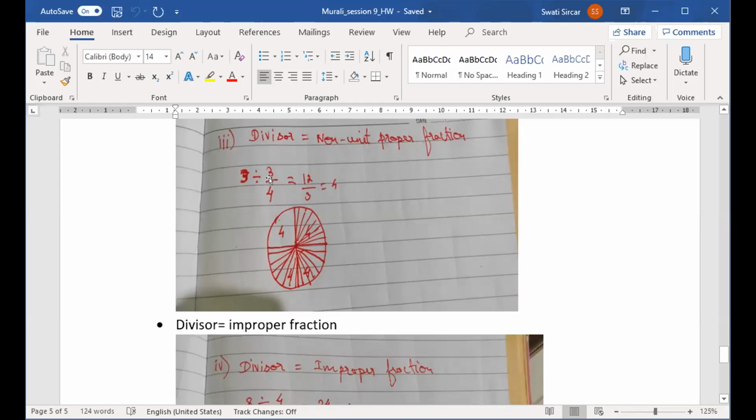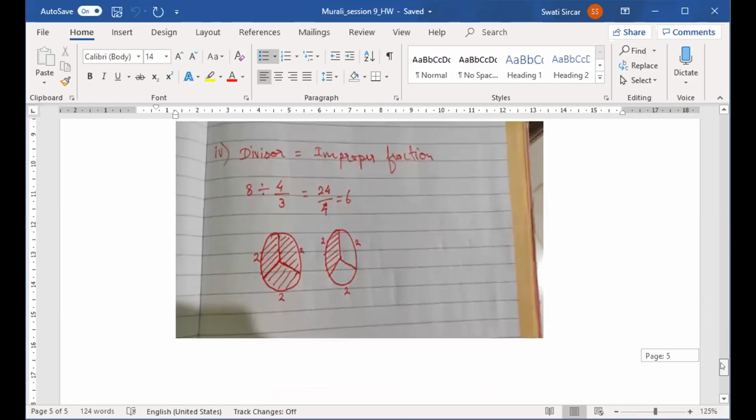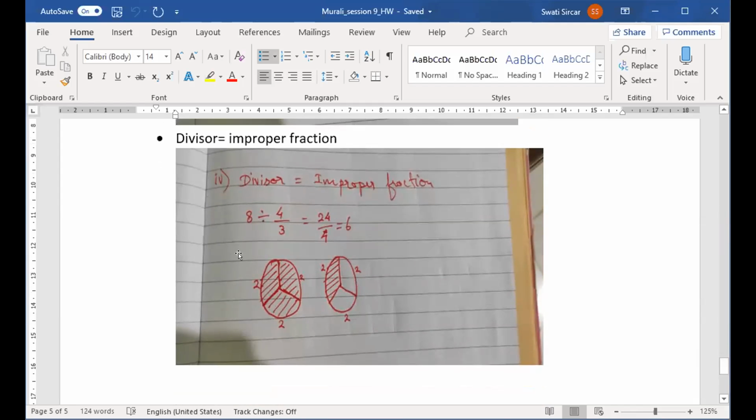When you're dividing 3 by 3/4, 3 needs to be divided equally into these 3. Because of the shading, it is very difficult to see how many parts there are. So this is not a good idea of shading. This is clearer. You can clearly see how many parts. 8 has to be divided into 4 parts, which is done. So each part gets 2.